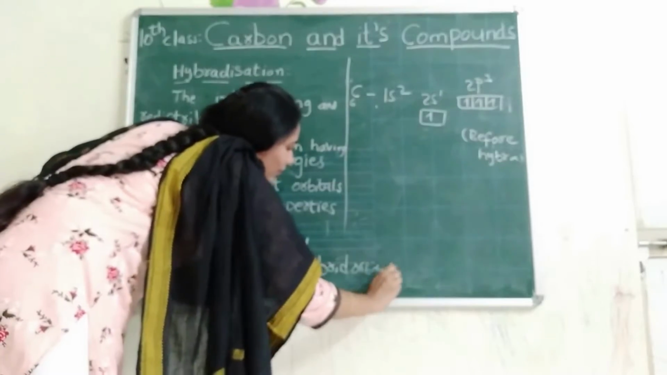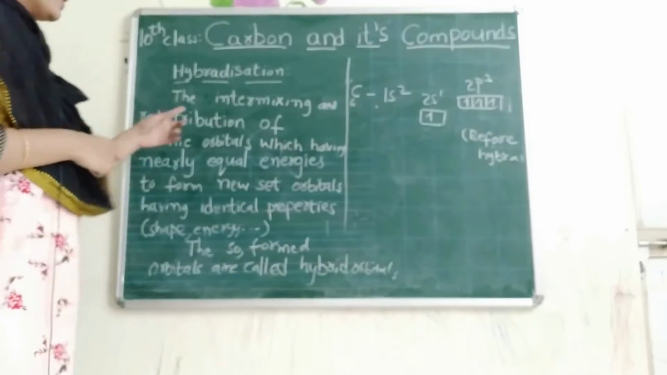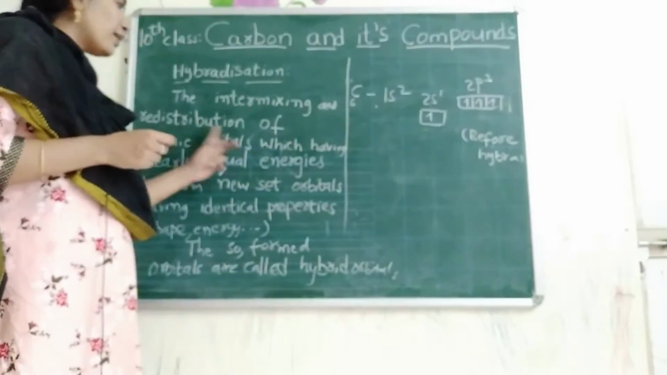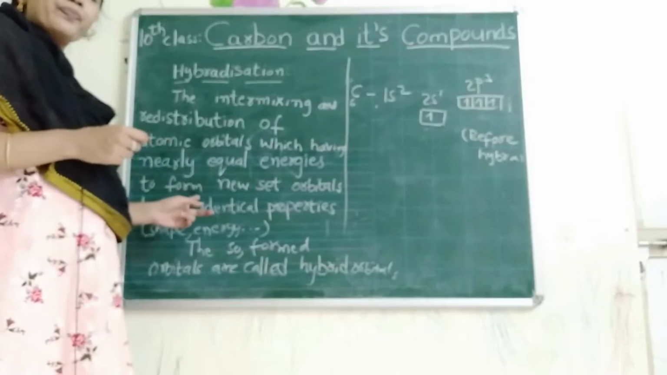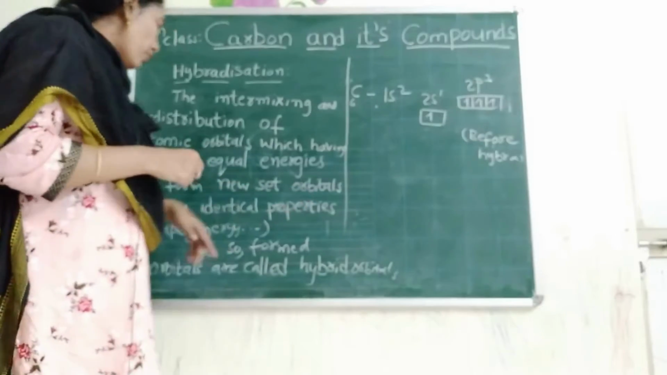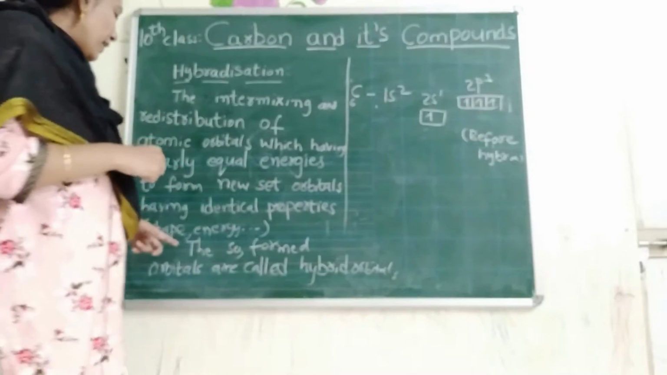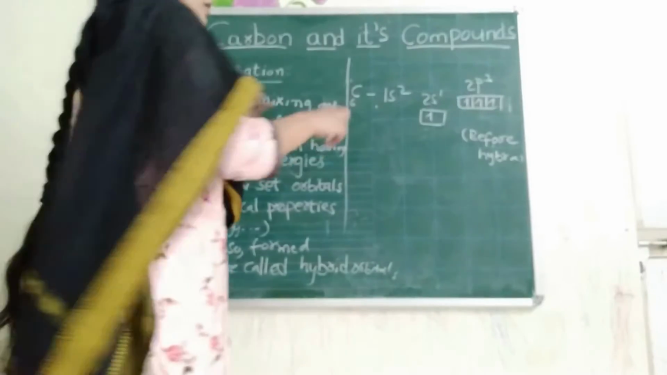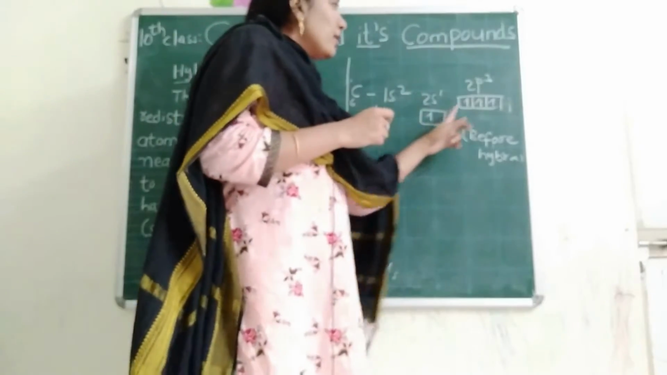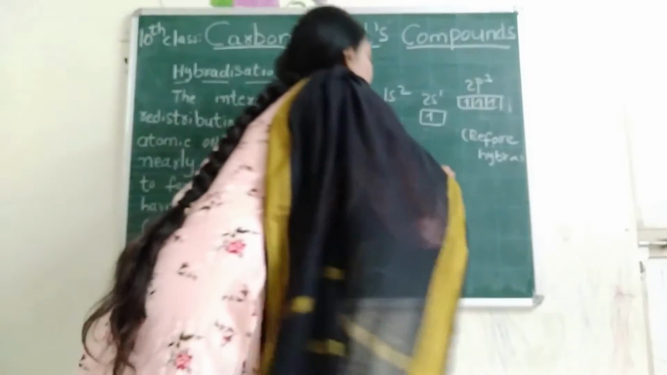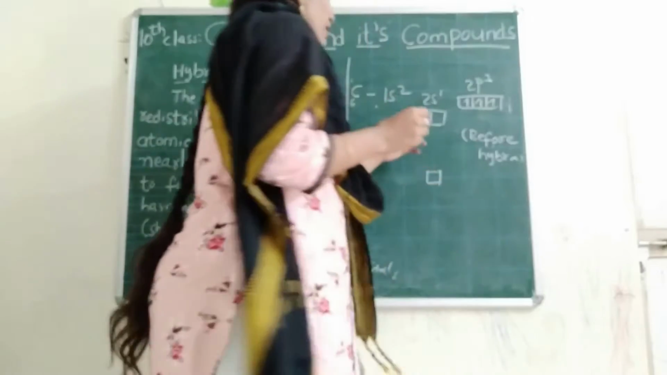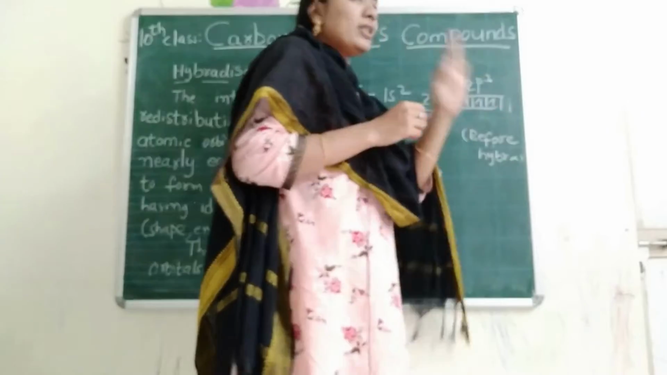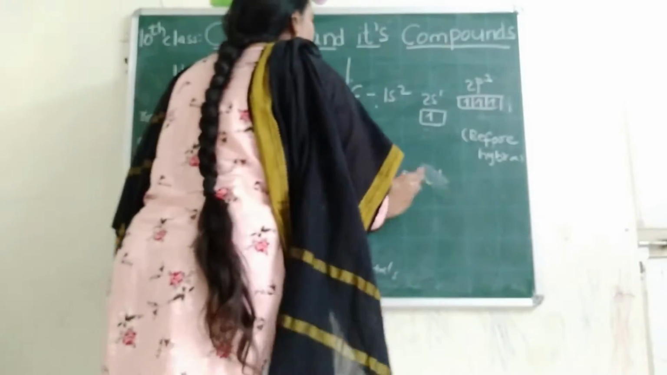Here, see what is happening in the hybridization. The atomic orbitals which are having nearly equal energy intermix and are redistributed to form a new set of orbitals which are having identical properties, means shape and energy. Before hybridization these have different energies, and after hybridization, how many orbitals are intermixing? Here one s orbital and three p orbitals. Here I have to say another point.